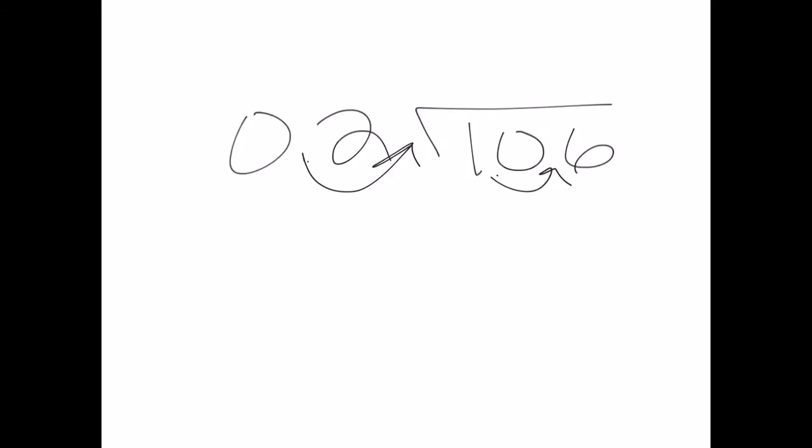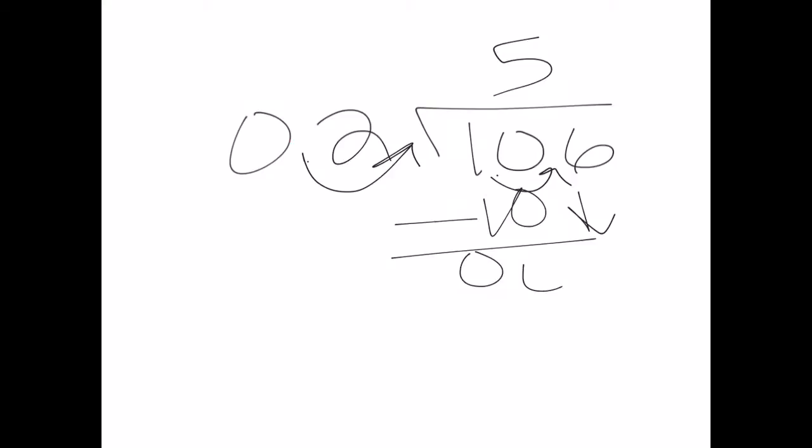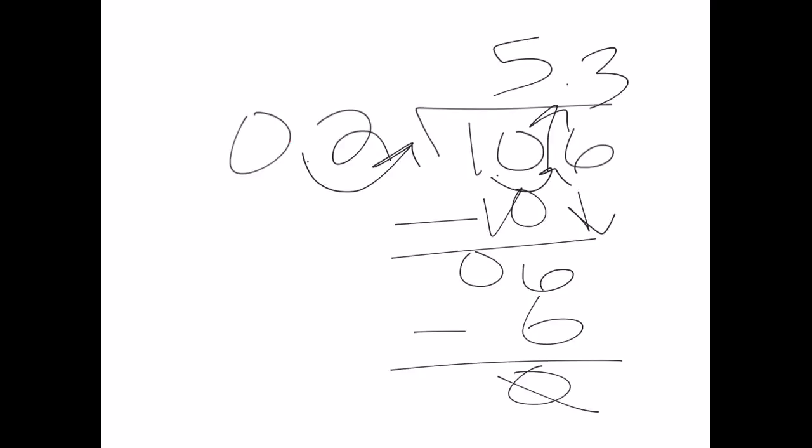You are then going to divide. 2 goes into 10 5 times. 5 times 2 is 10. You subtract that, you get 0. Bring down the 6. 2 goes into 6 3 times. 3 times 2 is 6. You subtract that, you get 0. You raise your decimal point up, and that's how you get 5 and 3 tenths.